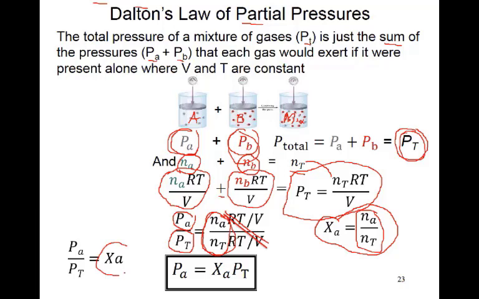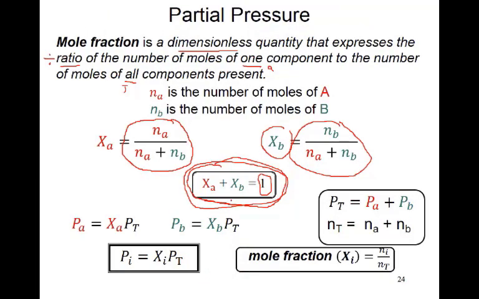So XA is equal to PA upon PT. When you rearrange this equation, the final equation is: partial pressure of gas A is equal to the mole fraction of gas A multiplied by the total pressure. This equation in the box is important for the calculation. Partial pressure of any gas is equal to the mole fraction of that gas multiplied by the total pressure.